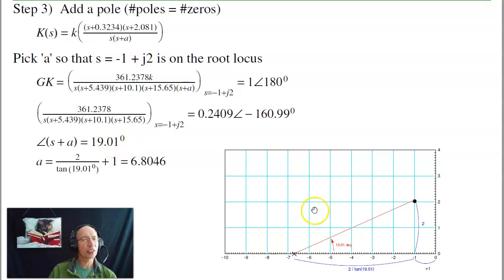So now I can use trig. I've got this spot right here, -1 plus j2. This angle is 19 degrees. So the x-axis is 2 over the real part is tangent of 19 degrees, or this distance is 2 over tangent of 19 degrees. The real part is that distance plus 1, plus the real part of where I want to put the closed loop dominant pole. That gives you A is 6.8046.